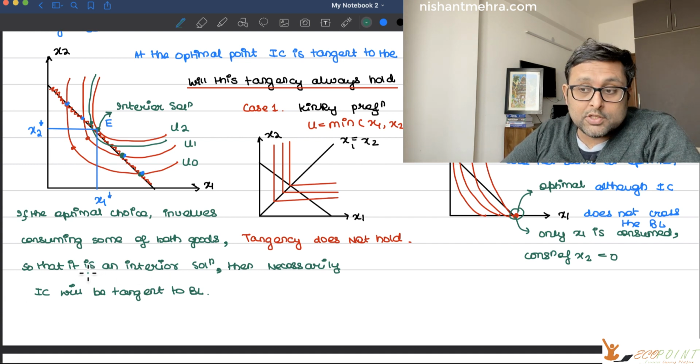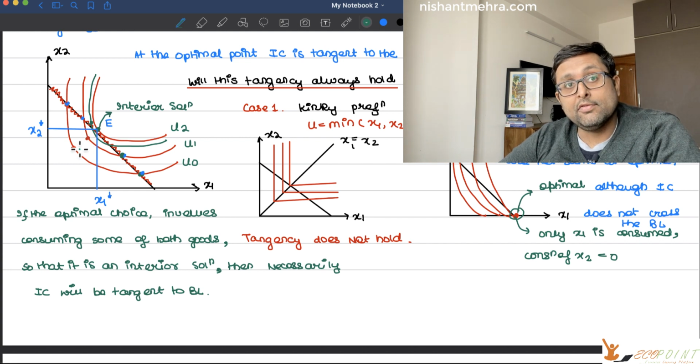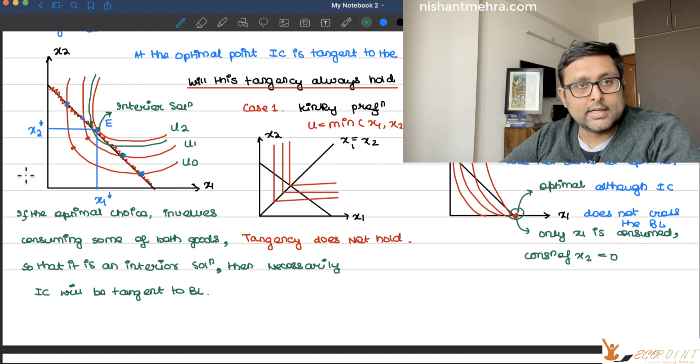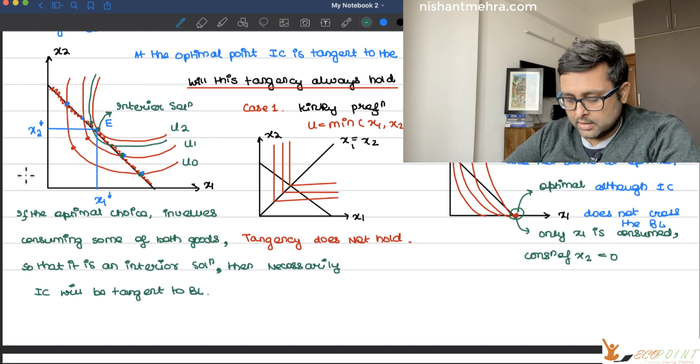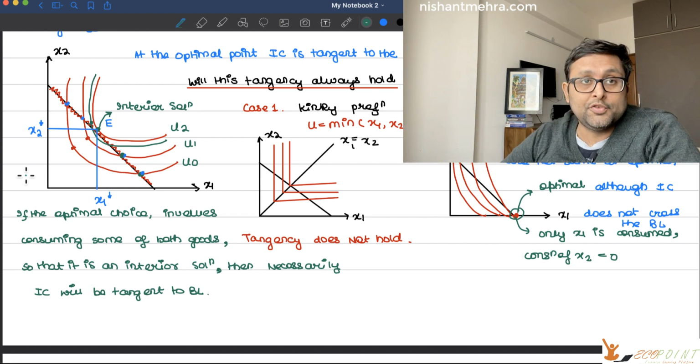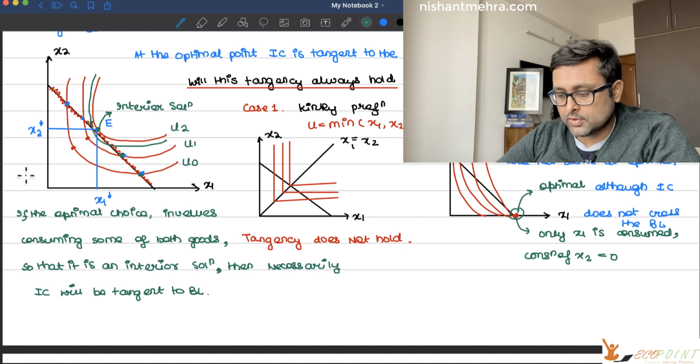Because in case it is not, then your indifference curve is going to cross the budget line. Only at the tangent point is the indifference curve not going to cross the budget line. And if that tangent point is also an interior solution where you're consuming some of both the goods, then yes, tangency is the necessary condition. But the question is that tangency is not a sufficient condition. It is only a necessary condition, and that too with certain restrictions.